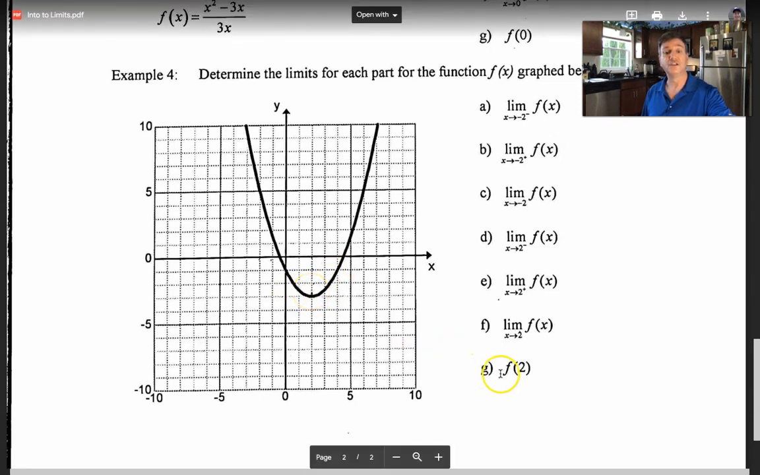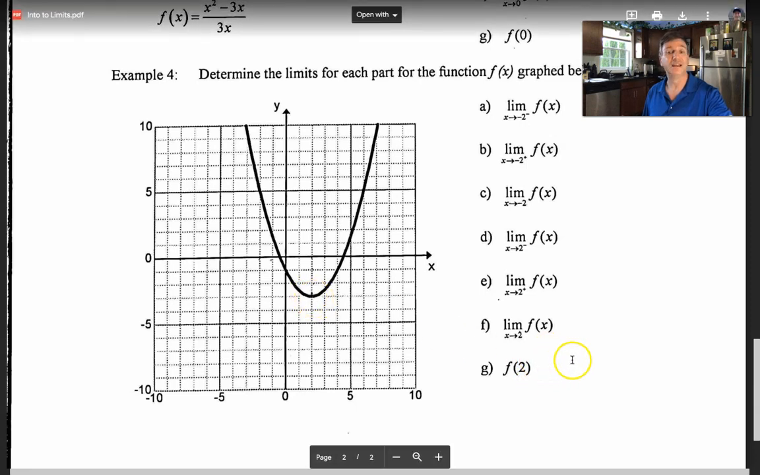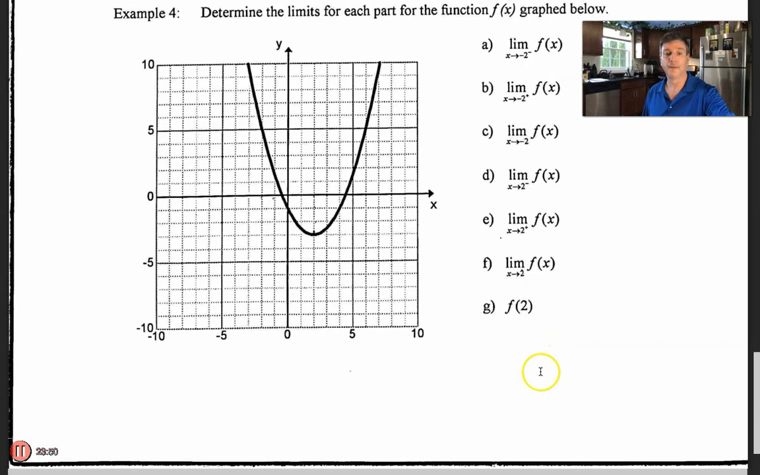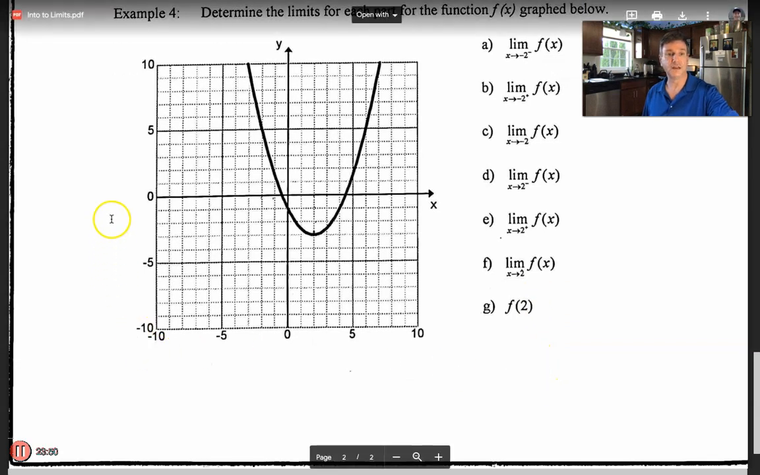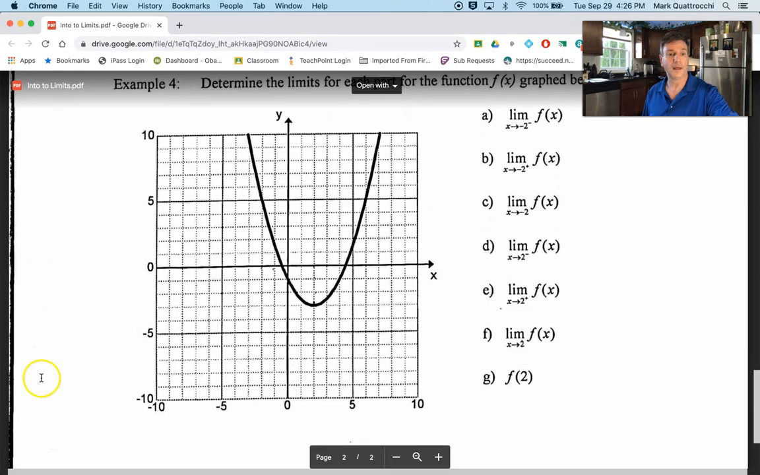What is the function's value at 2? Well, there are no holes here. The function's value at 2 is also 3, but it didn't have to be the same as the limit, as we saw in example 3. All right, that's the end of the worksheet, and I'm going to pause the video and go back to the skeleton notes.